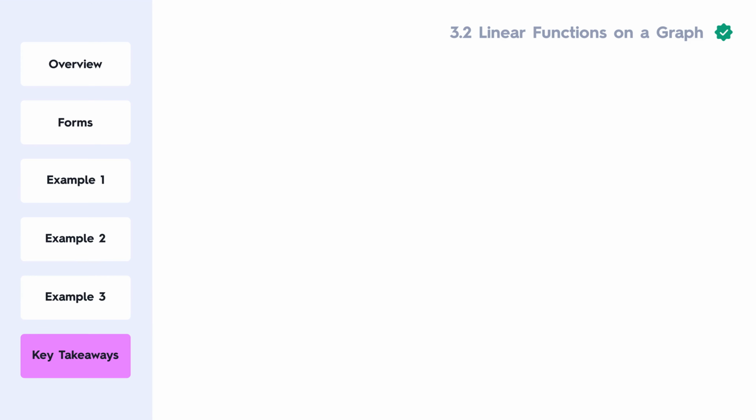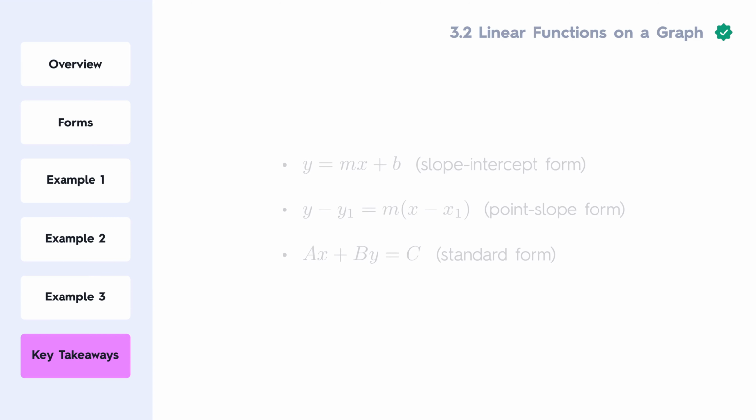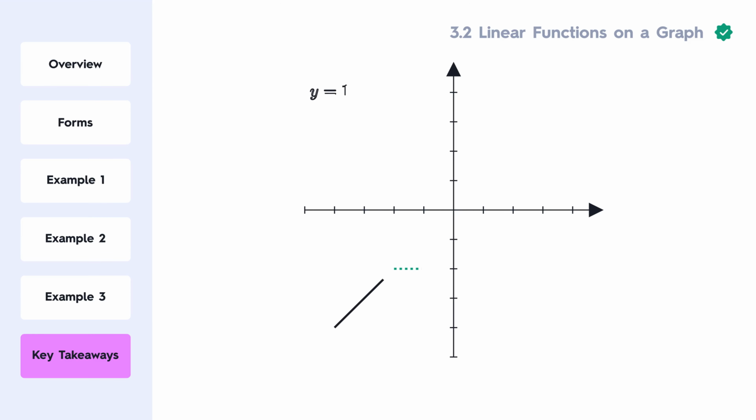Let's recap what we learned today. We've seen how to use the slope-intercept form to describe a line, where m is the slope and b is the y-intercept. How to apply the point-slope form to find an equation when given a point and the slope. And how to convert equations into standard form to easily find intercepts. You've seen how changes in slope and y-intercept affect the position and steepness of the line. Visualize slope as the steepness of a hill. The larger the slope, the steeper the hill. The y-intercept is where the line crosses the y-axis, like marking the spot where you start climbing that hill.